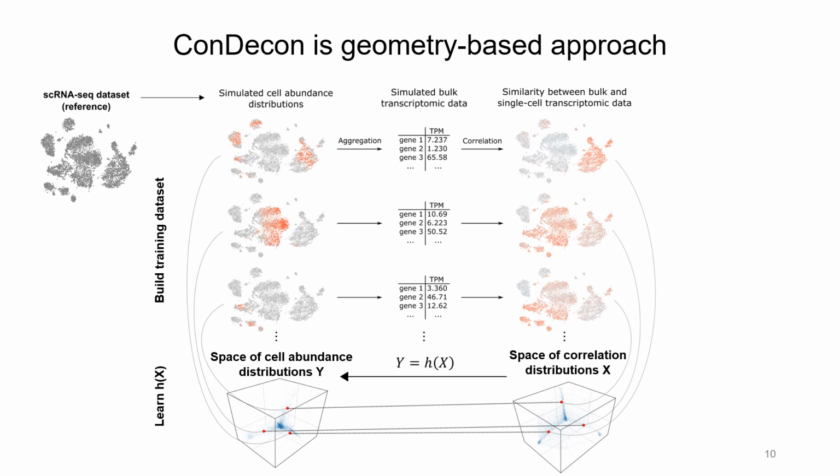Finally, we find a model, h of x, that maps between the space of correlation distributions, x, and the space of cell abundance distributions, y. With our trained model, ConDecon can use the similarity between the reference and query data to predict the cell abundance profile of every bulk sample.